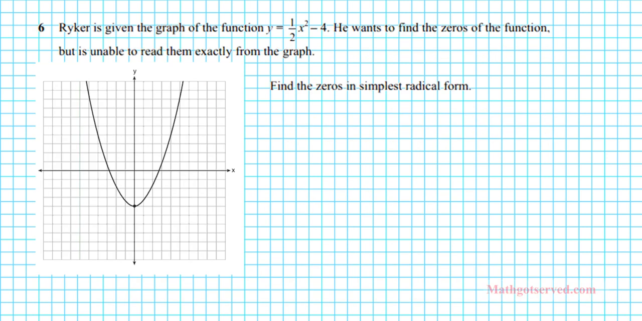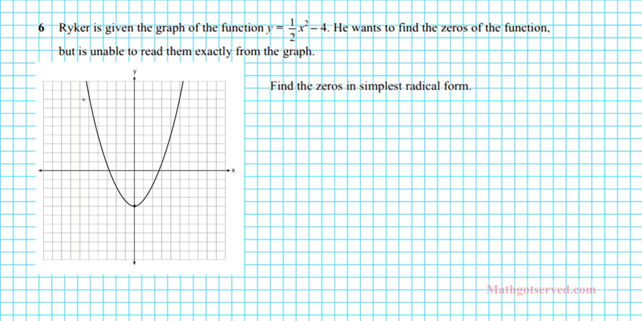All right, let's take a look at number 6. It says Riker is given the graph of the function y equals 1 half x squared minus 4. He wants to find the zeros of the function, but is unable to read them exactly from the graph. So this is a graph right here of the function 1 half x squared minus 4.